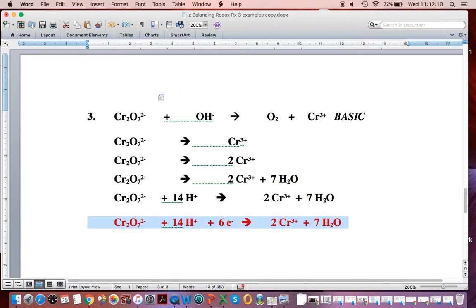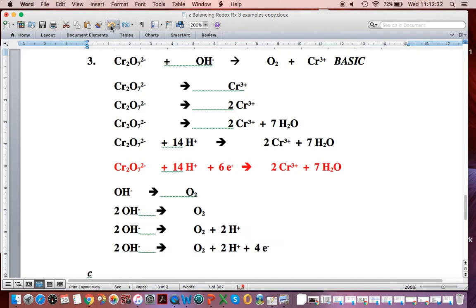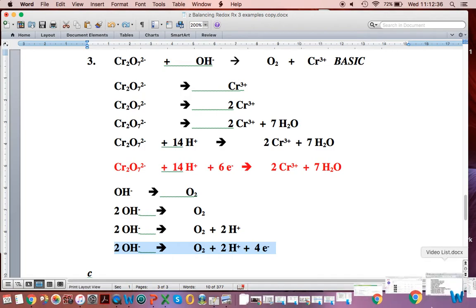Now the other half reaction is going to be a little bizarre. We've got OH minus becoming O2. So we do our steps, and that is we've got to balance out our oxygens. And once we've done that, now we'll balance out our hydrogens, the usual way. And it's a little weird to have the OH minus become H plus, but we can deal with that. And we get an equation that looks like this.